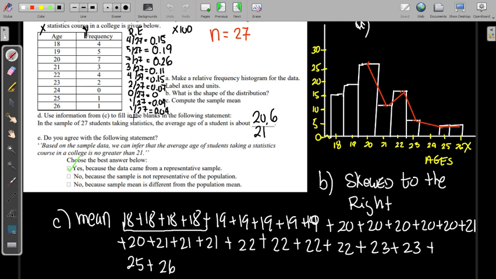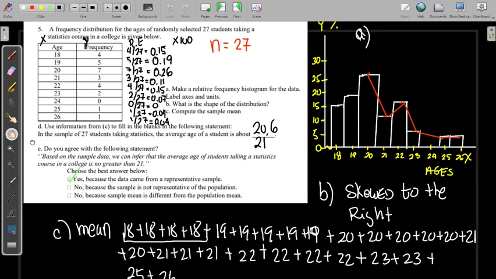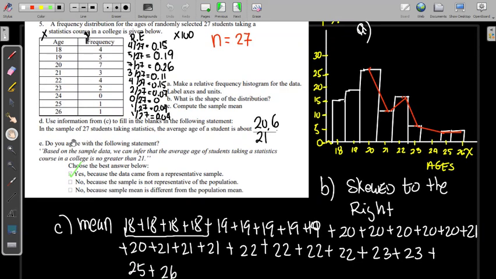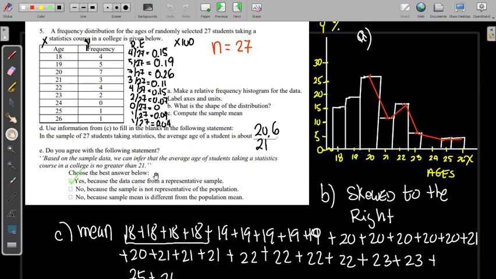Okay. This question is question number 5. Let's take a quick look at this because some of you might not have seen it in class. And this is a chance to talk about this. This is frequency distribution of the ages of randomly selected 27 students in statistics courses in a college, given below. So this tells you that there are 4 students taking the statistics class and they are 18 years old. There are 5 students who are 19, and you get the idea, right? So the first question is make a relative frequency histogram.